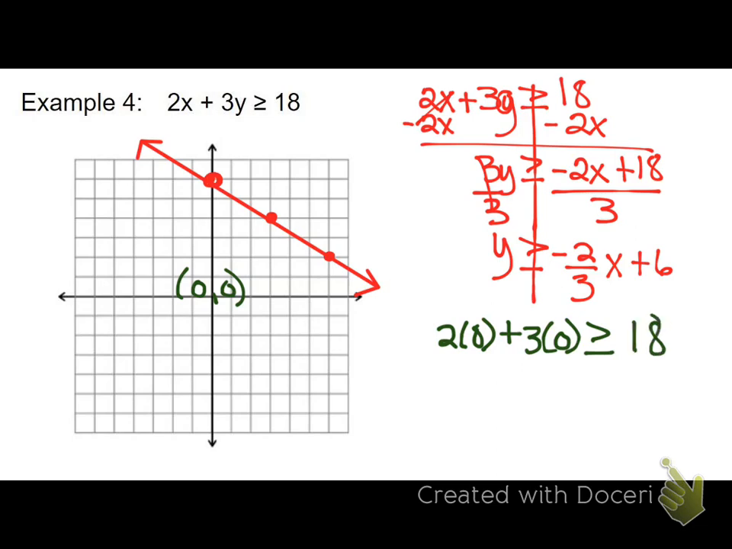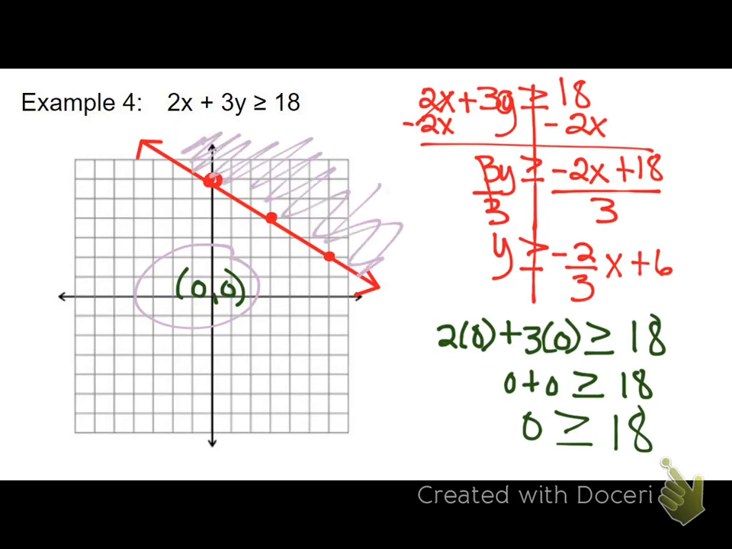I think it's definitely false. Okay, now if our solution is false, when we shaded up, we shade away. So here's our solution. If it's false, we shade away from it. We run away from the solution. Real ugly 0. Because we substituted, remember our test point was 0, 0. So we substitute a 0 for each one.